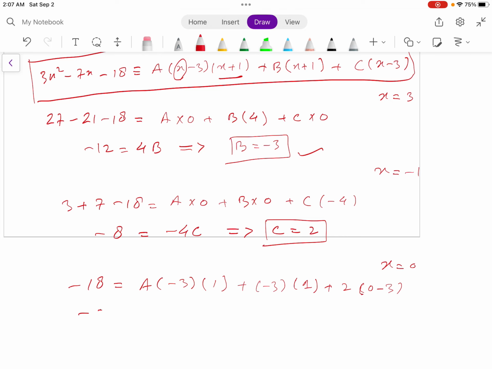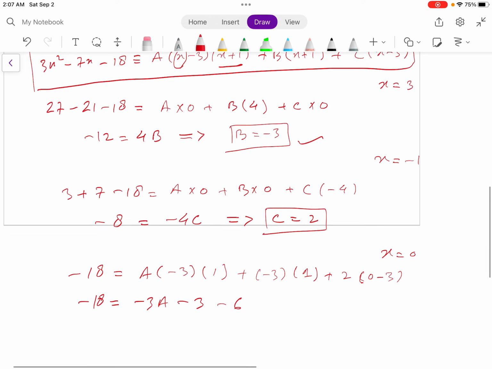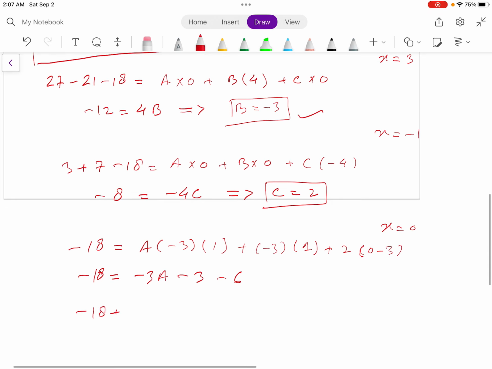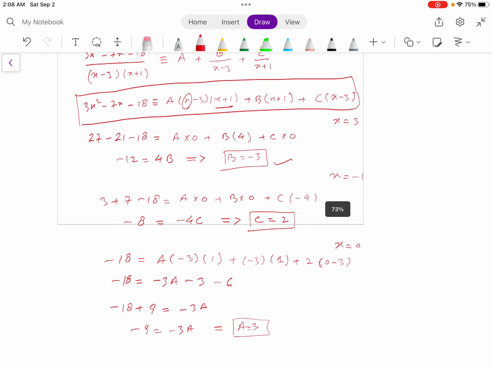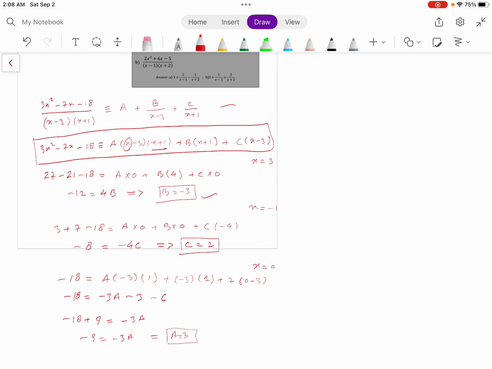This gives us minus 18 equals minus 3a, then minus 3 and minus 6. So this is minus 18 plus 9 equals minus 3a, minus 9 equals minus 3a, and a is plus 3. So the partial fraction is basically 3 plus, in fact 3 minus 3 over x minus 3 plus 2 over x plus 1.